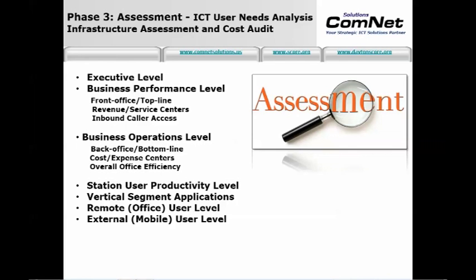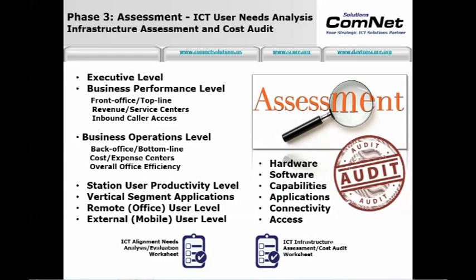You see executive level to support management decisions and so forth, business performance, or front office level, revenue and service centers, business operation, cost expense centers. Today's user, internal employee user, vertical market applications, as we discussed, remote office user, and external mobile user. There is a form in the forms package, again on the landing page for this webinar, that talks about needs analysis and evaluation criteria for a new system.